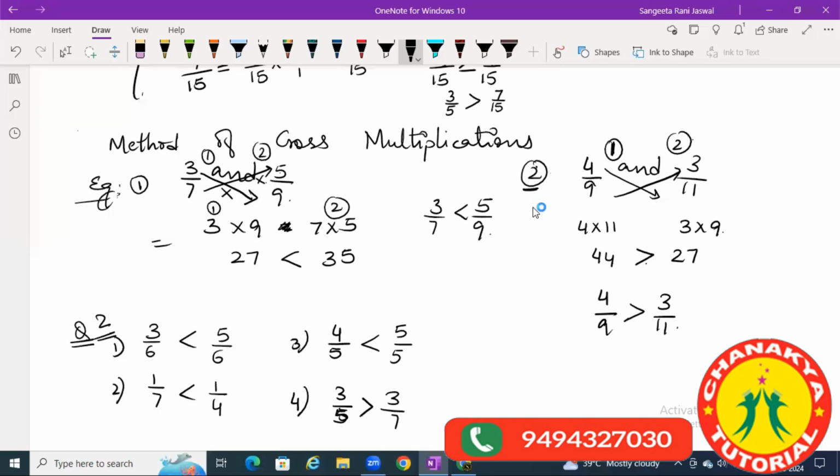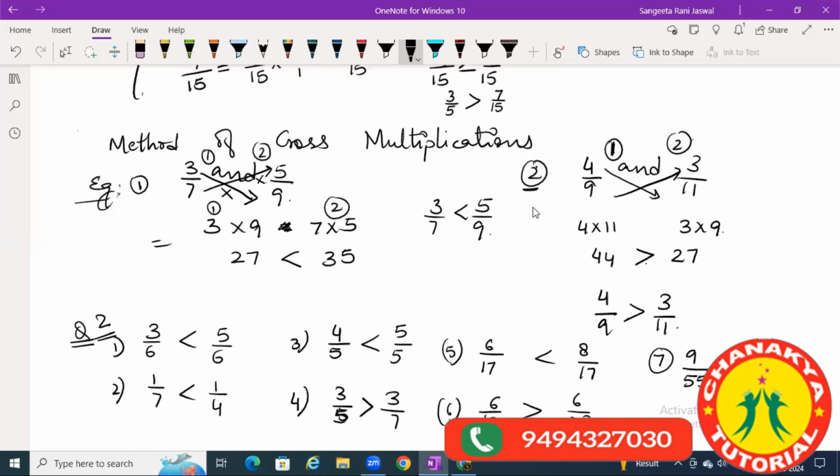Let's take more. Take 6 by 17 and 8 by 17. 8 by 17 is greater. Good. Okay. 6 by 19 and 6 by 23. Which is greater? 6 by 19. Very good. Okay. The smaller denominator will be a greater fraction. Okay. Don't forget this.